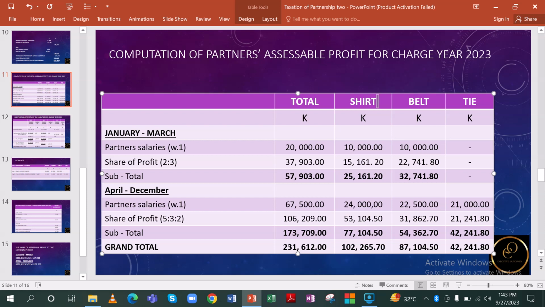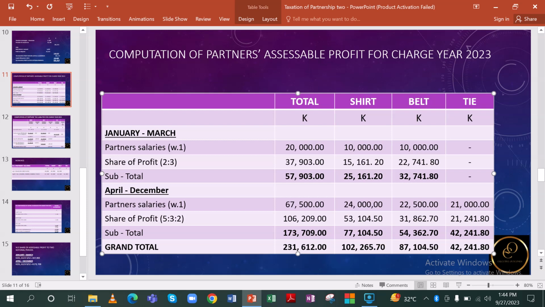Then we have Belt. We have 32,741 kwacha added to 54,362 kwacha 70 ngwe. We are going to get 87,104 kwacha 50 ngwe. That should be under Belt. For Ty, in the first notional period he had nothing, but in the second notional period we have a total of 42,241 kwacha 80 ngwe. That is going to appear here. So we have now managed to determine how much each partner takes in terms of what amount the partnership made to be taxed.